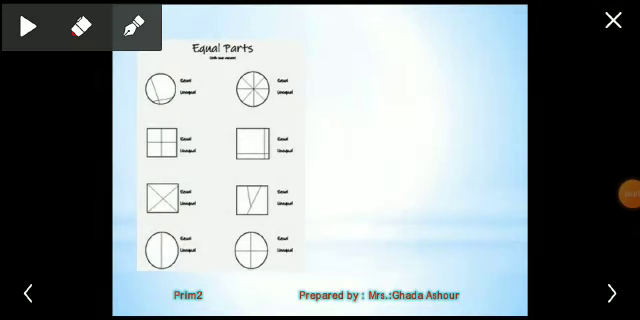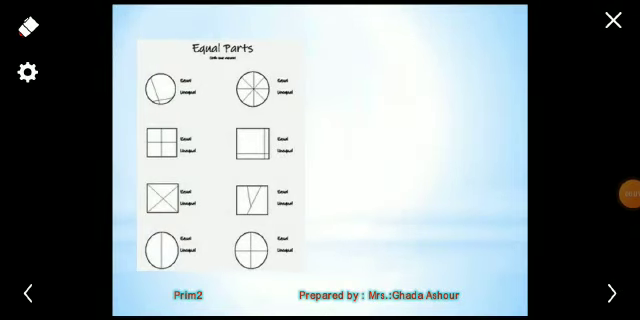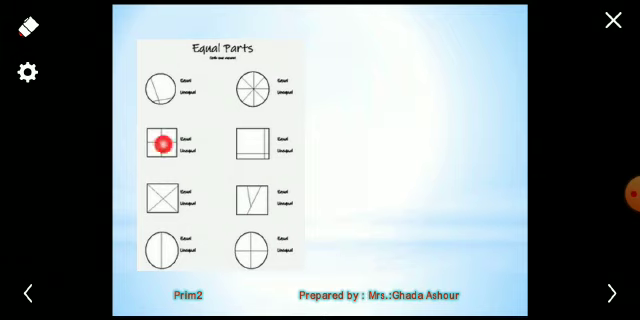Okay, let's continue our exercise. We wanted to circle the suitable words, equal or unequal. Okay, now what about that square? That square is divided into four equal parts. Four equal parts, so it's equal.